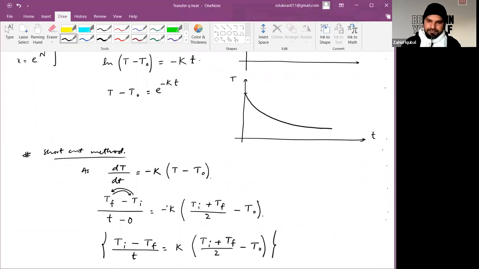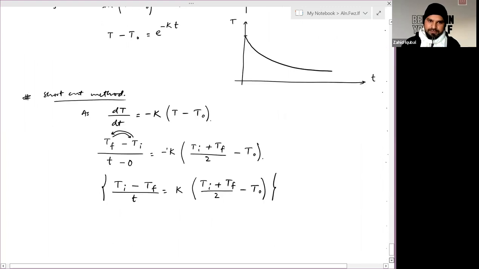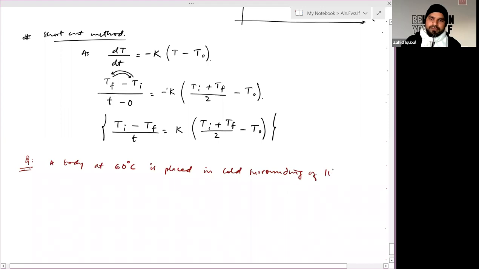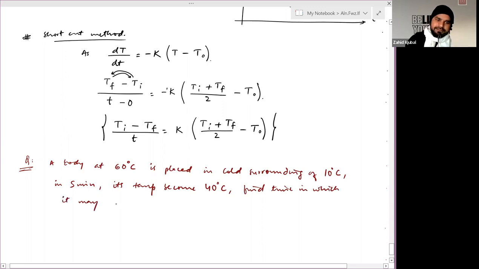This is the formula to solve numericals on Newton's law of cooling. Let me define you a question related to this part and how to solve it. A body at 60 degrees Celsius is placed in cold surrounding of 10 degrees Celsius. In 5 minutes, its temperature becomes 40 degrees Celsius. Find the time in which it may further fall to 20 degrees Celsius.